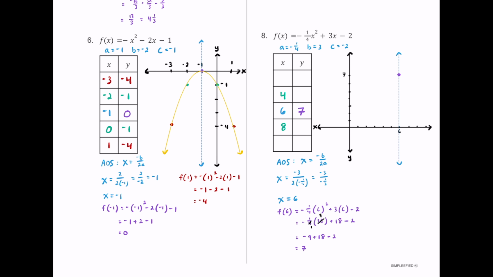And if we do 4, let's do f of 4. So f of 4 will be equal to -1/4 multiplied by 4 squared. Again, if you chose 5, you'd have 5 squared, and that would be kind of annoying, right? So try to be strategic to save yourself some work. Times 3, this is 3 times 4, and then take away 2. So 4 squared is 16, and 1/4 of 16 is going to be 4, but it's negative, so it's -4 plus 3 times 4 is going to be 12 minus 2. -4 plus 12 is 8, minus 2 is going to be 6.